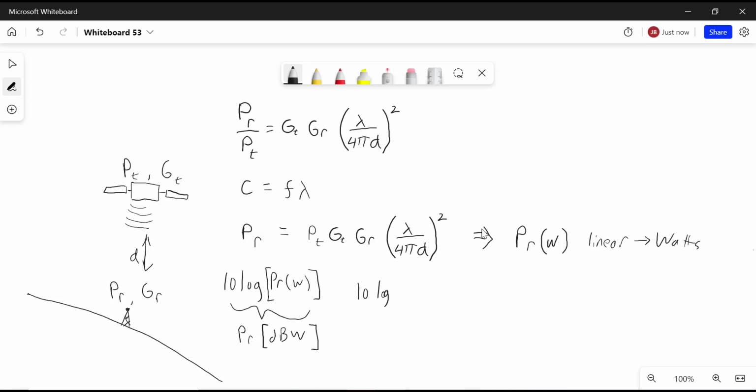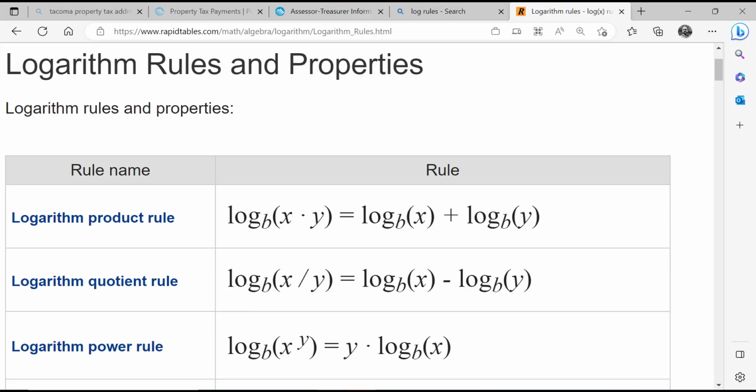Now on the right hand side, imagine if I apply 10 log, getting a little tight with my notation. If I say 10 log of PT times GT times GR times lambda over 4 pi d, this whole thing squared, I can follow my logarithmic rules, which you can look up on the internet pretty quickly, or in the back of a math textbook, and find these rules.